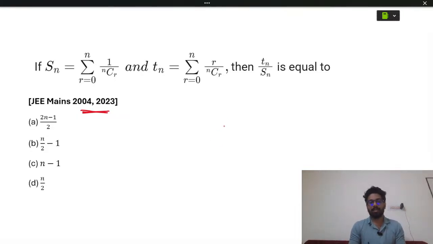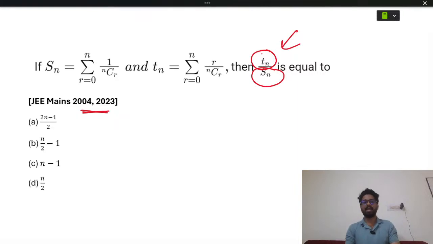What they asked in 2023 is Sn. In 2004, they just asked the value of Tn. That's all. In 2004, they asked Tn by Sn. Now let's solve Tn first.